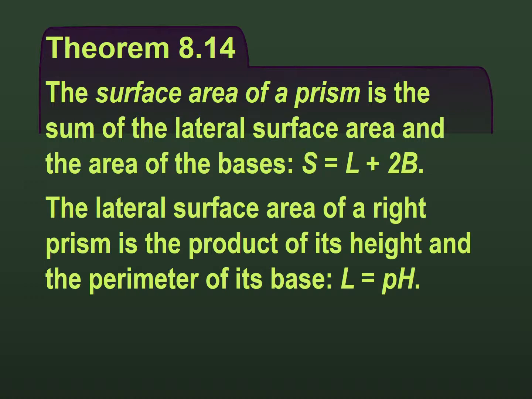Okay, so the surface area of a prism, since it has two bases, the surface area is equal to the lateral area plus 2 times the area of the base, right? Because there's two bases. Versus the lateral surface area, how do we get this L? How do we get this lateral surface area? Well, we get the lateral surface area by multiplying the perimeter of the base times the height of the prism.